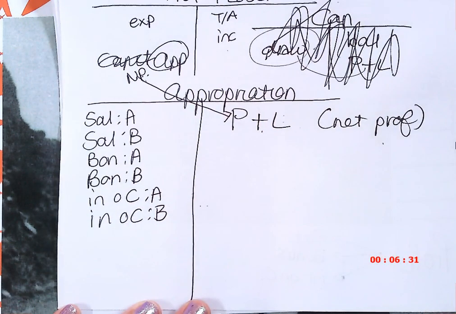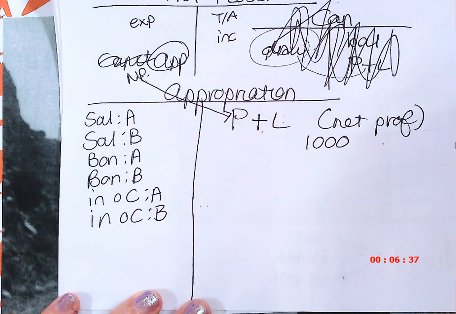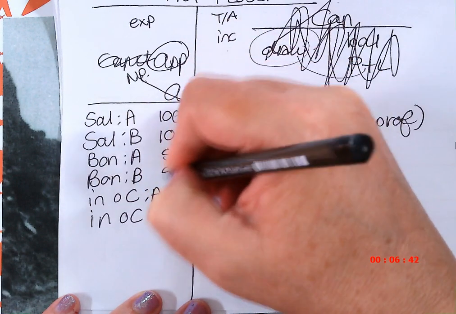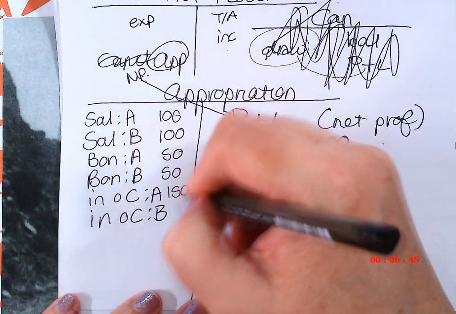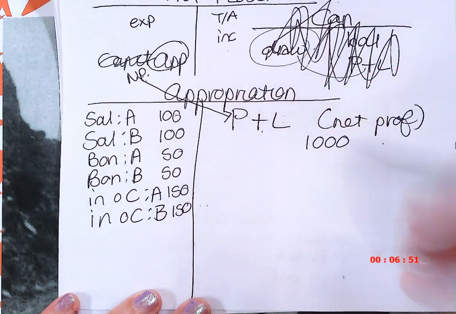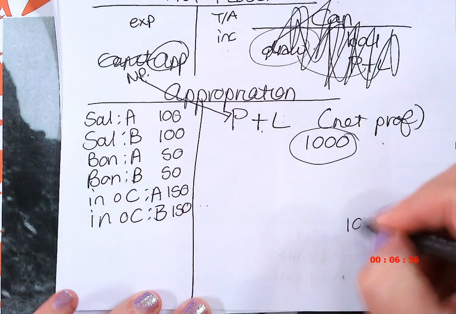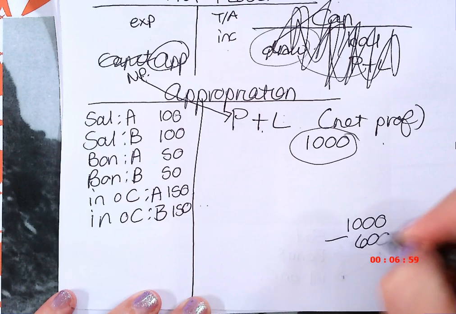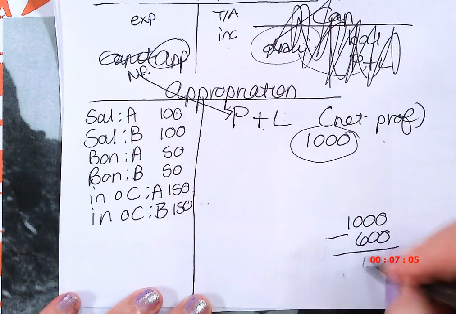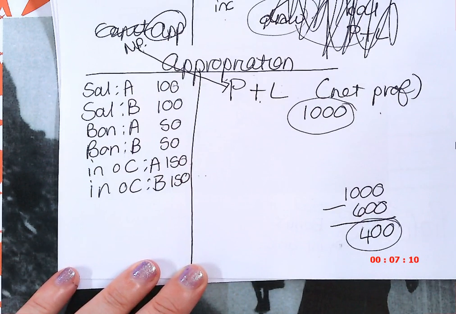And then, let's say my profit was 1,000 Rand. They each got 100 Rand salary, 50 Rand bonus, and 150 Rand interest. Now can you see 100, 200, 300, 600 Rand of that 1,000 was already used. So now 600 Rand is already appropriated, distributed. Now 400 is left. And that 400 we call the remaining profit.